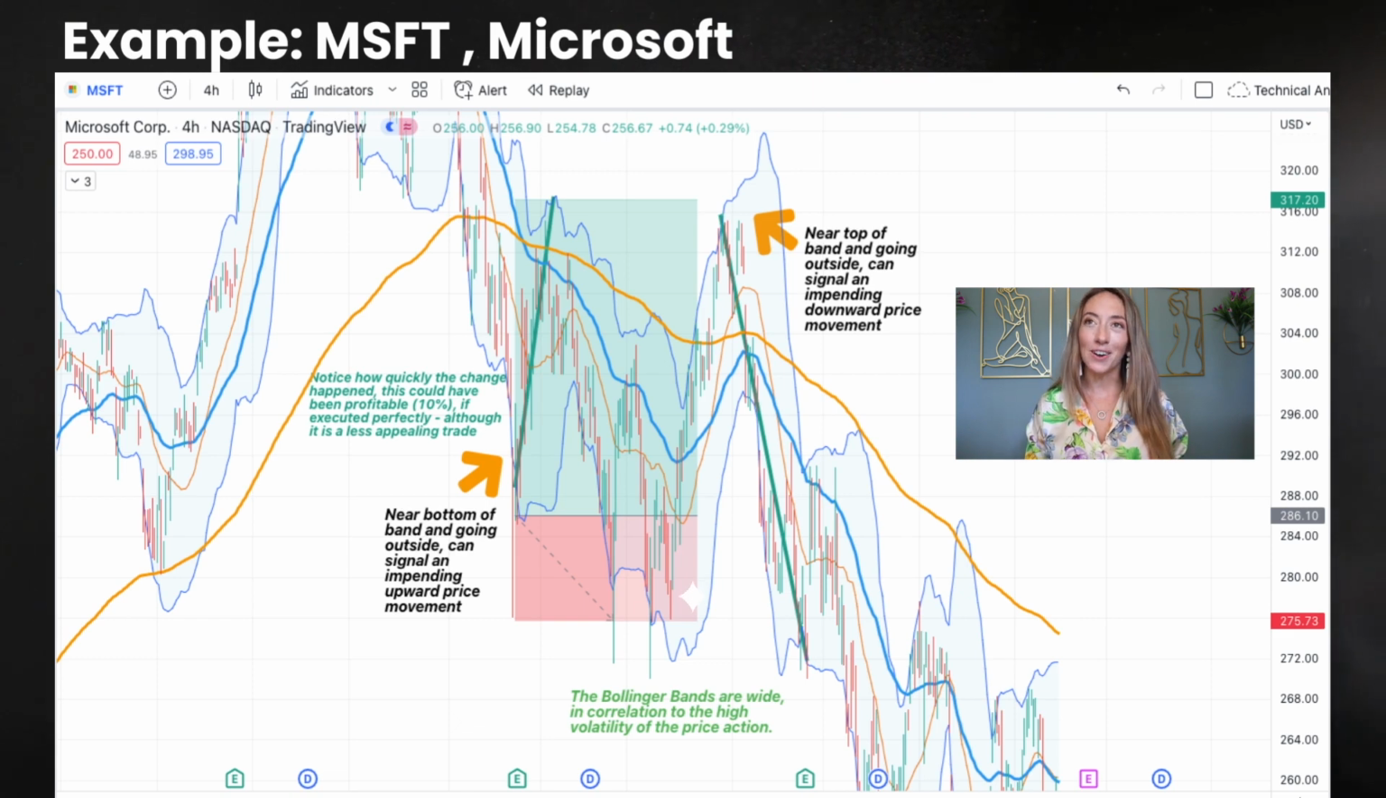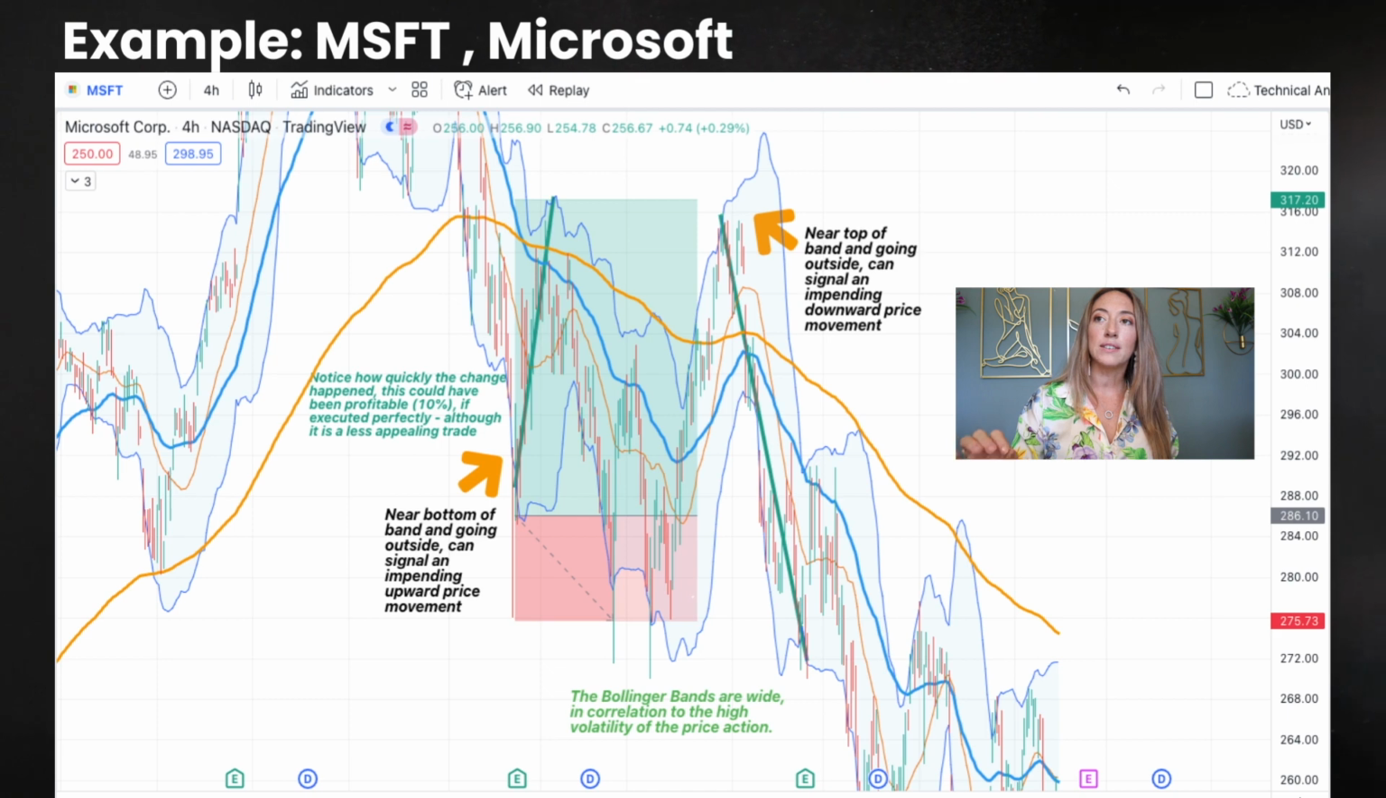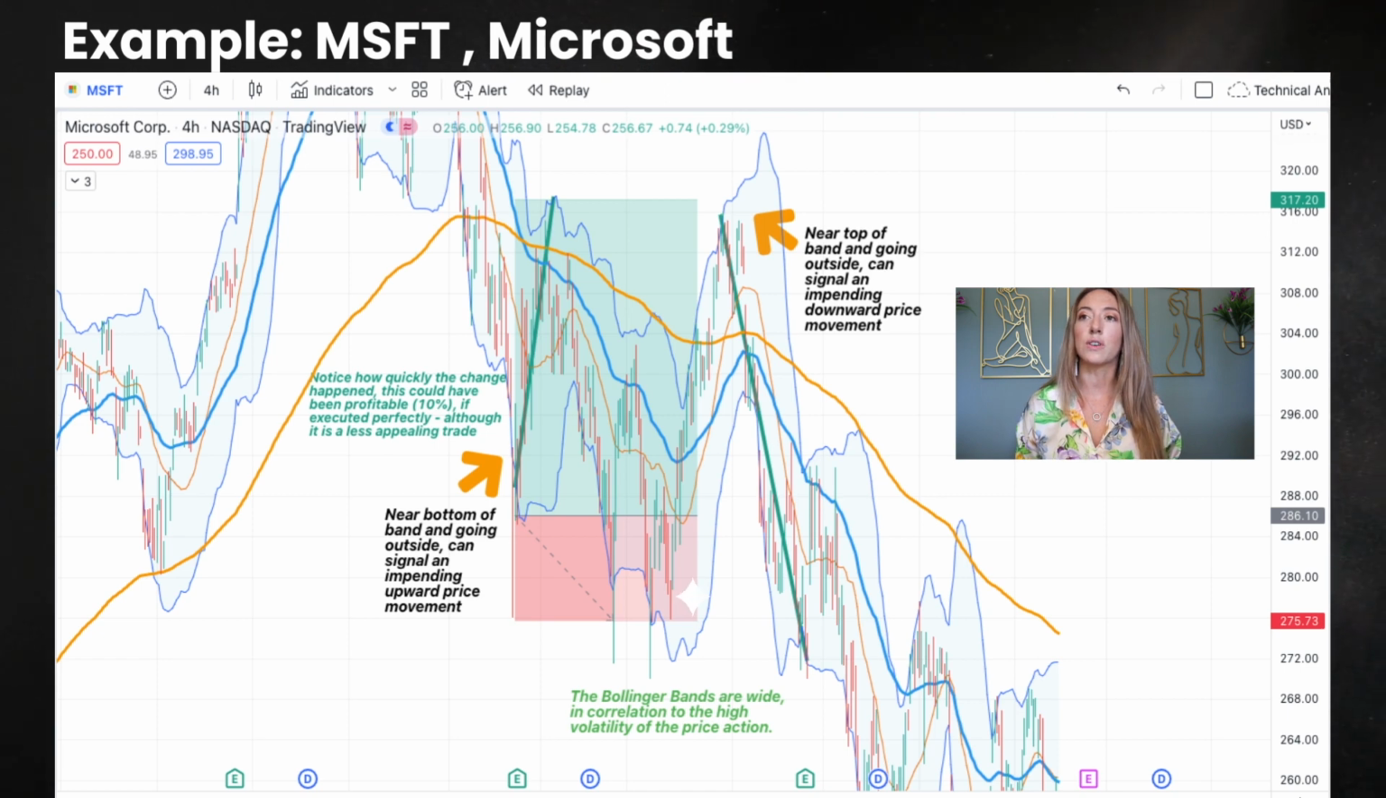We're gonna look at Microsoft on the 4-hour time scale. We're gonna look at a few different things on this chart. So first of all, notice how quickly the change happened. You see how the price is going near the bottom of the Bollinger Band, and this is actually showing maybe an oversold signal, and also that high volatility is coming. And you can see how once it hit the side of the Bollinger Band, the price changed very quickly in an upward direction. However, it was very fast before it went back down again.